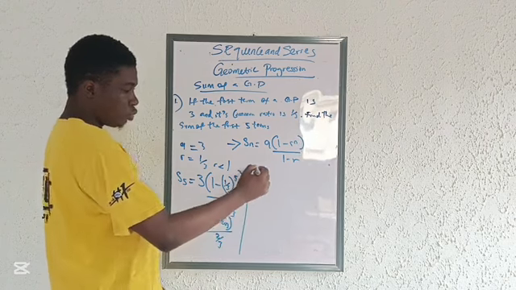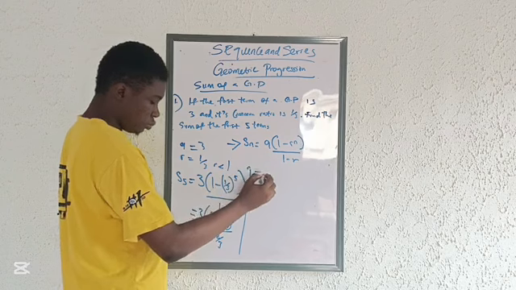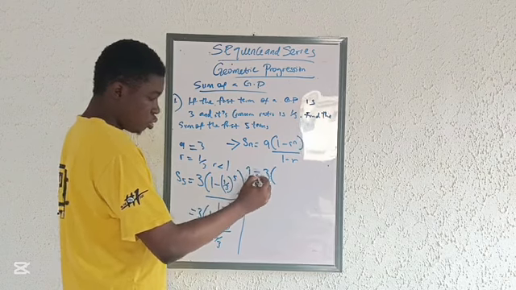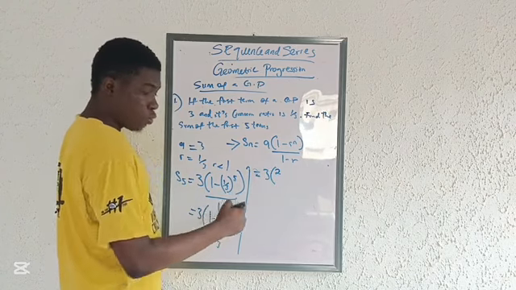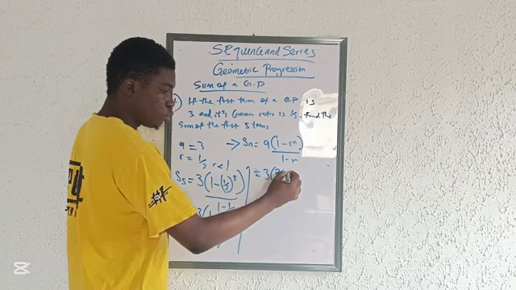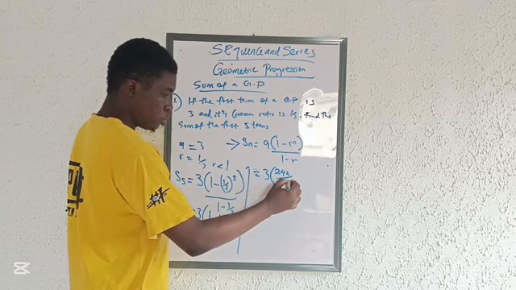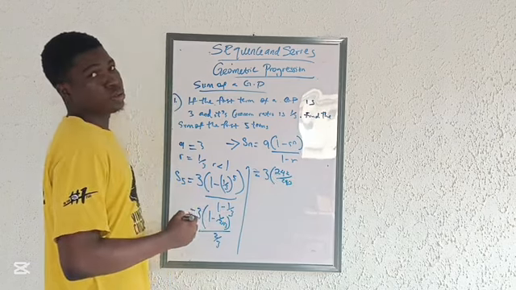Now, 1 minus 1 over 243 will give us 242 over 243, right?